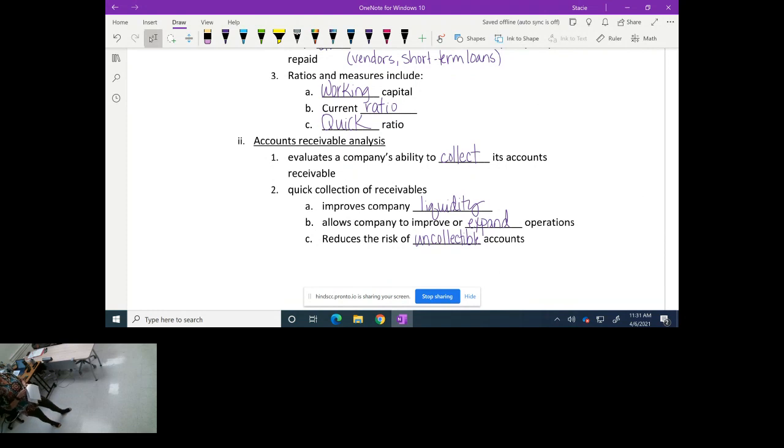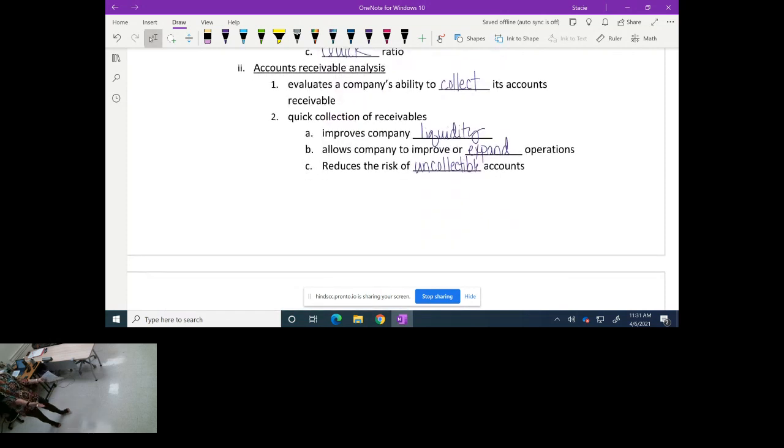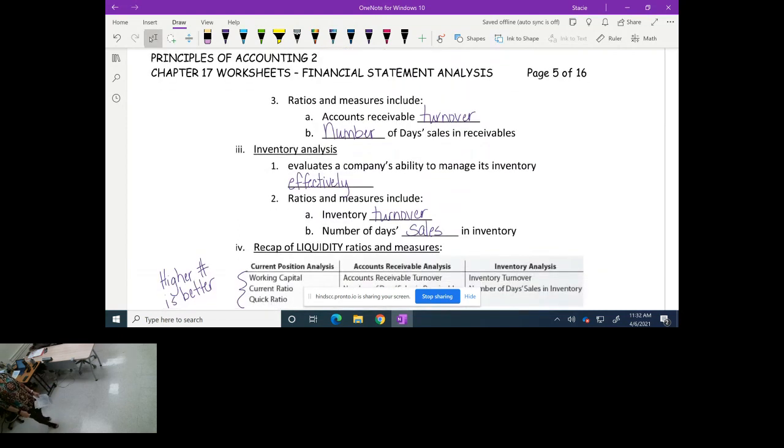You can't let them sit too long uncollected without making some kind of attempt. You're going to give everybody their normal time to pay. But if it starts going beyond, you might have had this happen to you, where you get a bill and it says, a friendly reminder that your such and such is past due. You start kind of like that, and then the longer it goes, your account is about to be turned over to a collection agency. So you've got to get them collected. Measures that analyze accounts receivable are receivable turnover and number of days' sales in receivables. We'll talk about this more when we get to them.